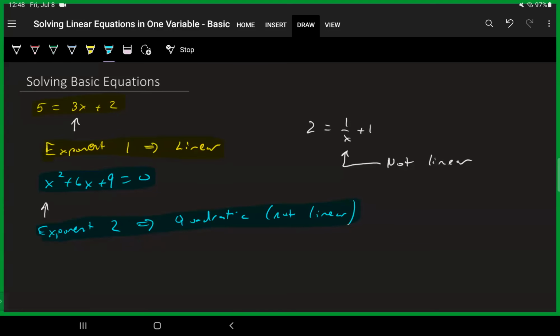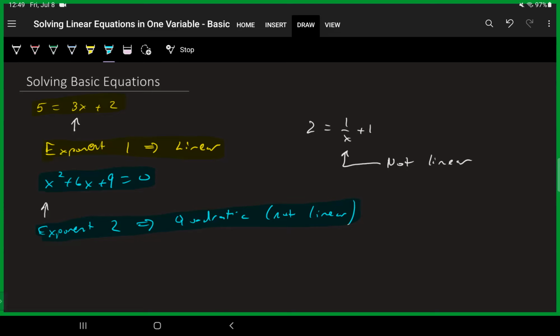So we're going to talk about solving some basic equations. These are going to be linear equations in one variable. Before we get started, we should identify what a linear equation is in one variable and recognize what isn't.